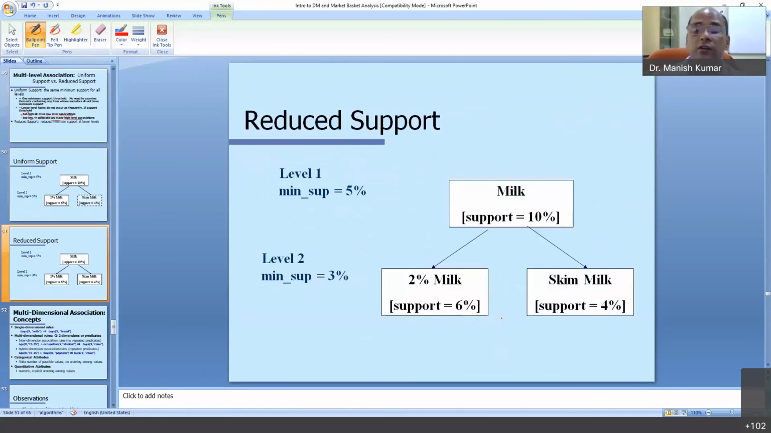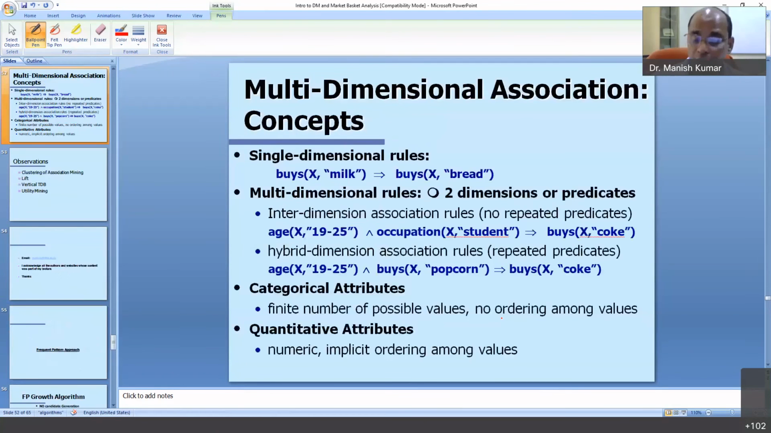So I'm just leaving this part. As far as association rules are concerned, you can actually generate association rules with numeric attributes, with implicit ordering. All these are possible in your association rules.